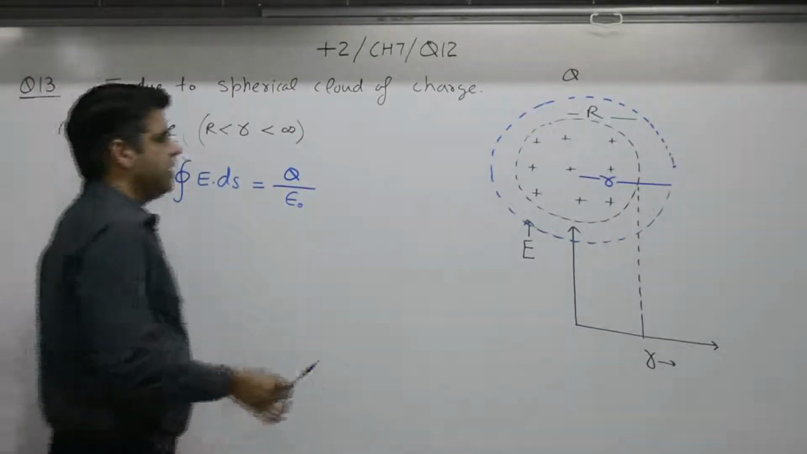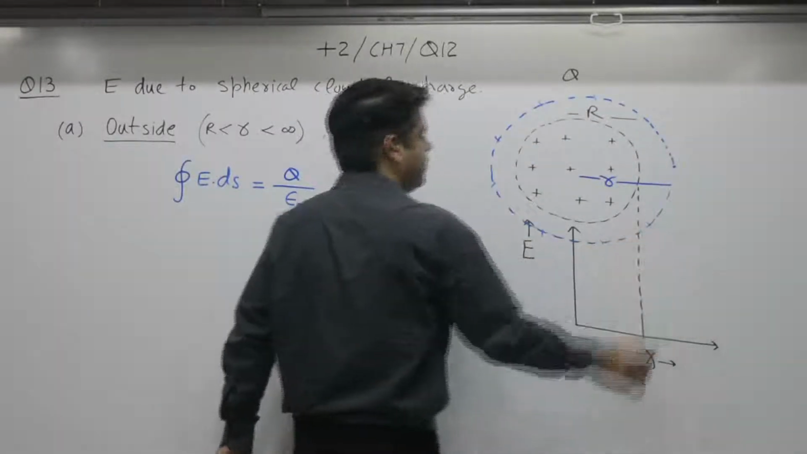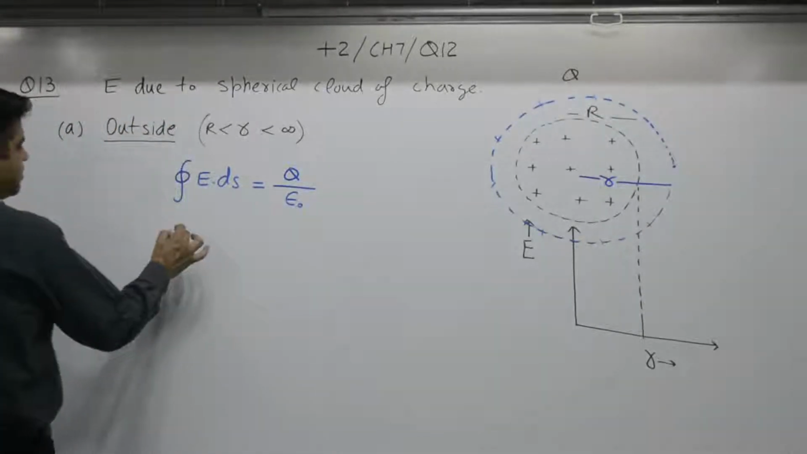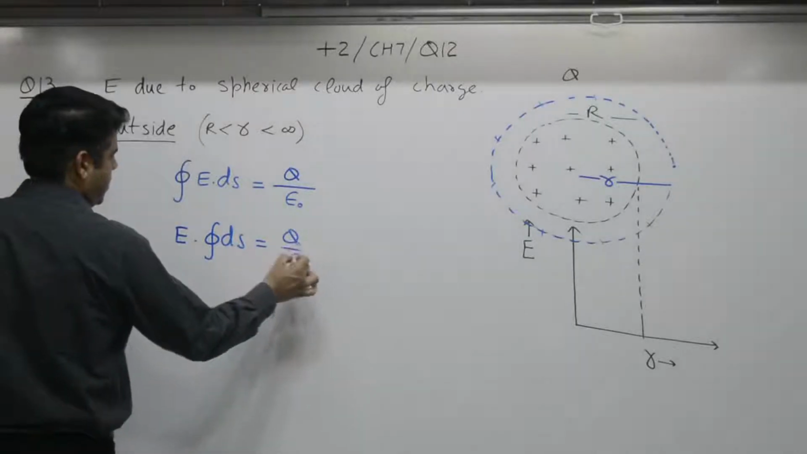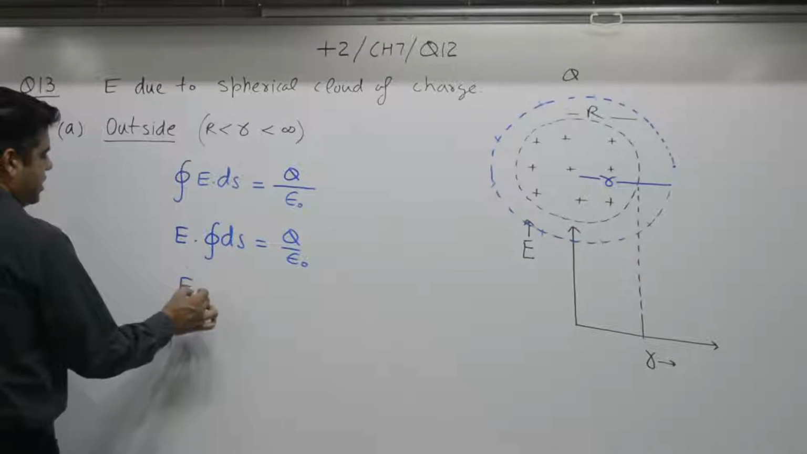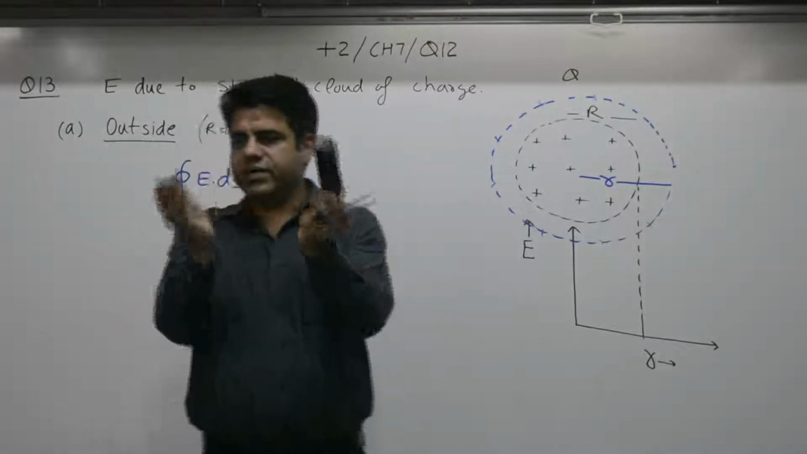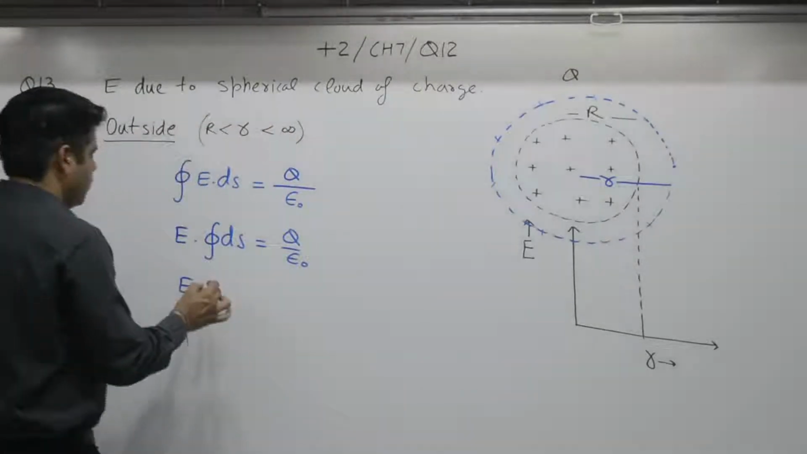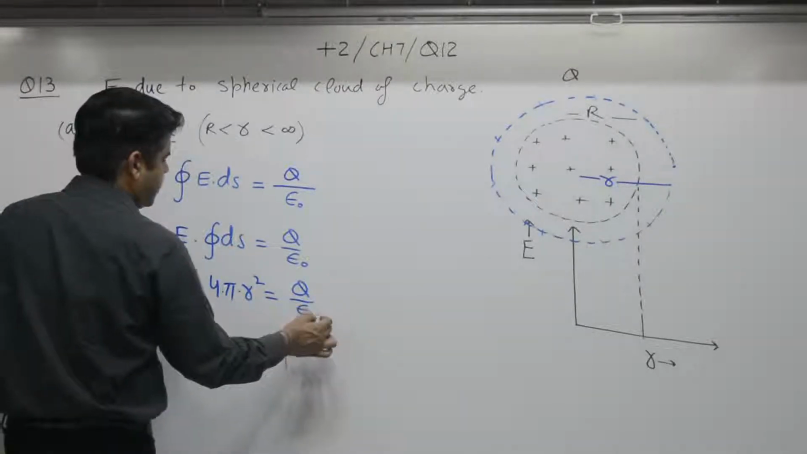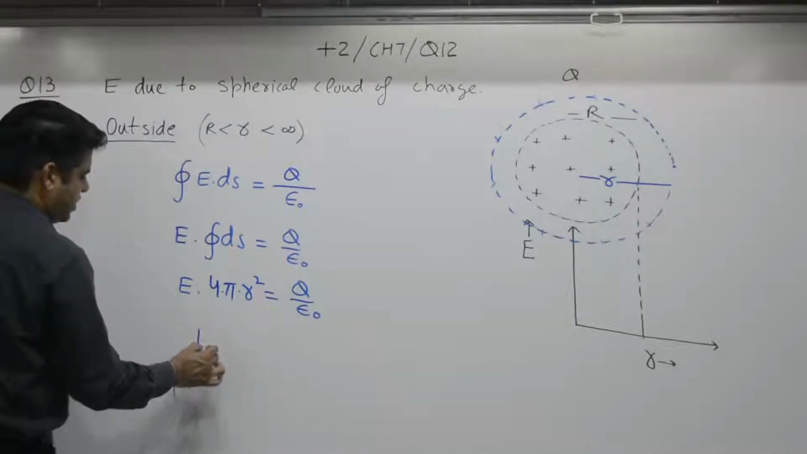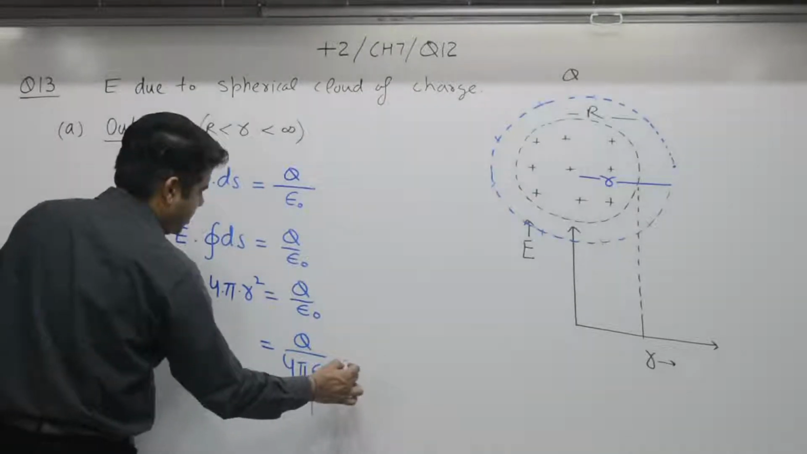Now the value of E at all these points is the same in terms of magnitude. Why? Because these points are at equal distance. E ds integration, again surface area of a sphere, how much is it? 4 pi r square is equal to Q by epsilon naught. So E is equal to what? E is equal to Q over 4 pi epsilon naught r square.